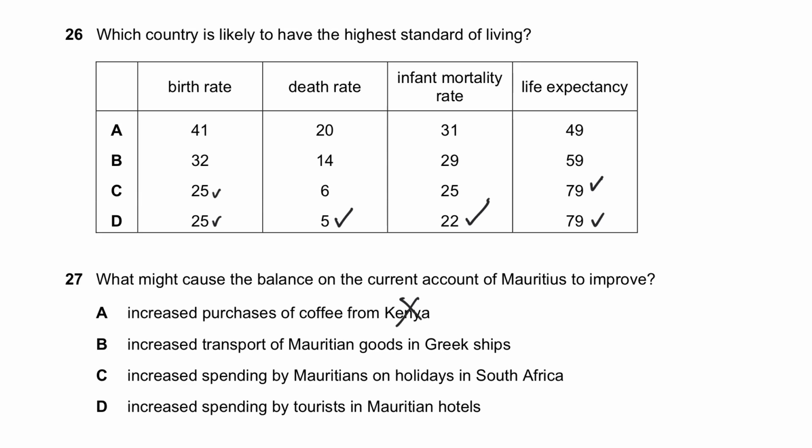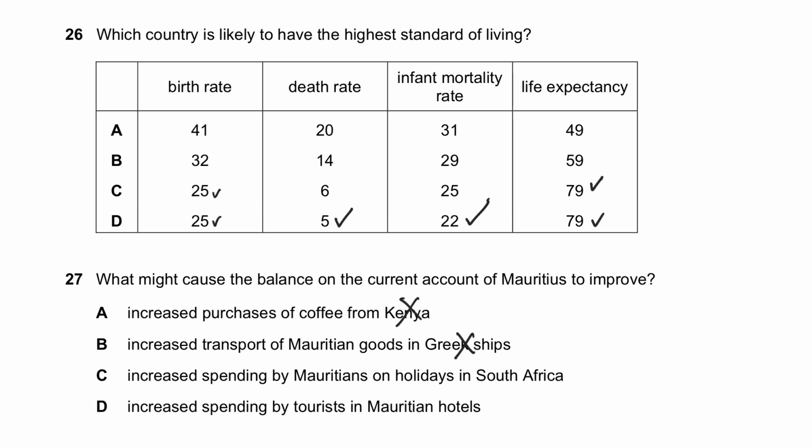Increased transport of Mauritian goods in Greek ship. So if the Mauritian producers are using Greek ships, then that will result in the imports of services to increase, because now we're using Greek ships to sell these goods and services or to transport these goods and services to other countries.